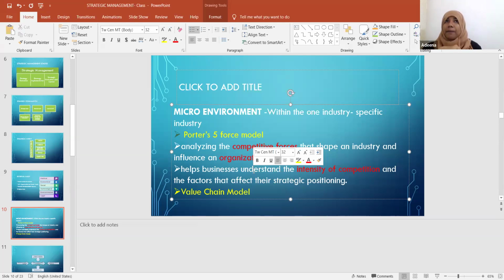For example, if it is an airline organization, it needs to focus on the airline industry to understand the micro-environmental factors that have an impact on the organization. The tools used are Porter's Five Forces model and value chain model. For the macro-environmental analysis, the organization could use PESTLE factors, whereas for the micro-environment, the organization could use Porter's Five Forces model and value chain model. And let's see what Porter's Five Forces model is.